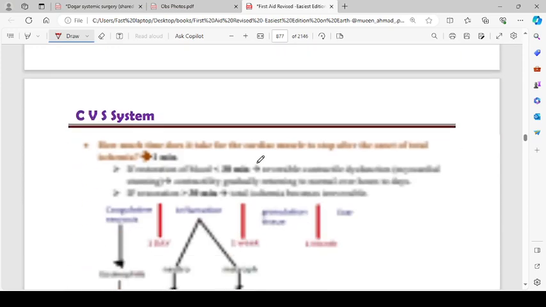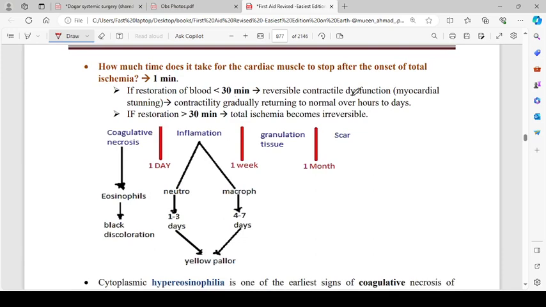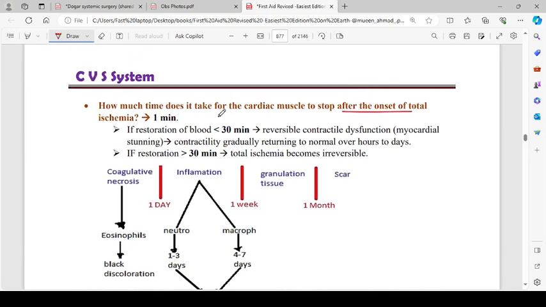How much time does it take for the cardiac muscle to stop after the onset of total ischemia? That is 1 minute. Within a minute, the cardiac muscle stops contracting. The other changes happen later on, but the instantaneous cessation of contractility happens within 1 minute.